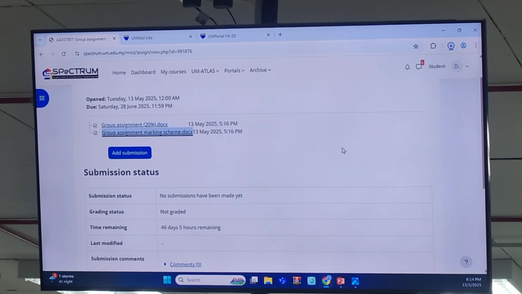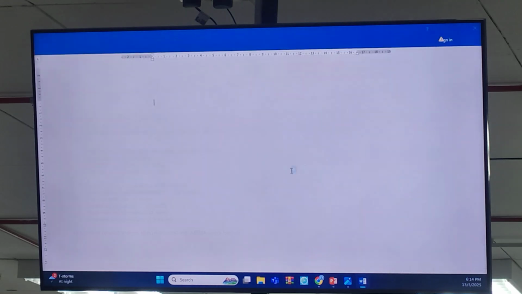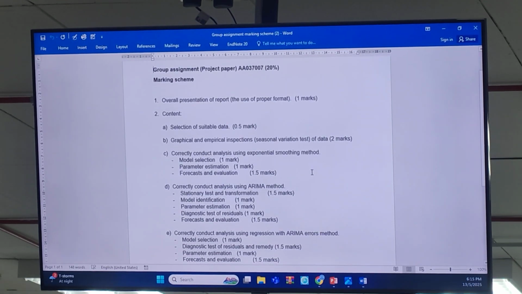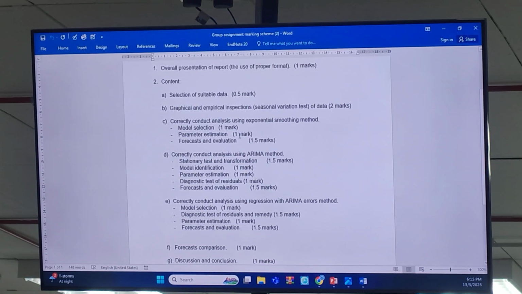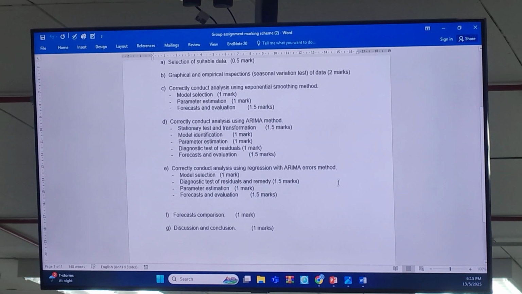So this is just how the marks will be given. You need to make sure that in your report you cover everything in terms of the selection of data, and then you explain step by step how you select the model, how you estimate parameters, how you produce forecasts, and how you assess forecast accuracy, and then in the end you make a comparison of all the 3 methods.